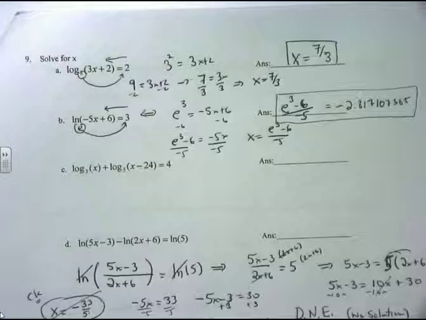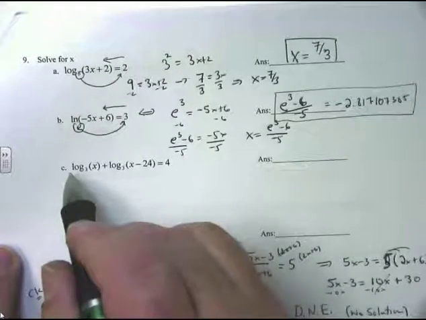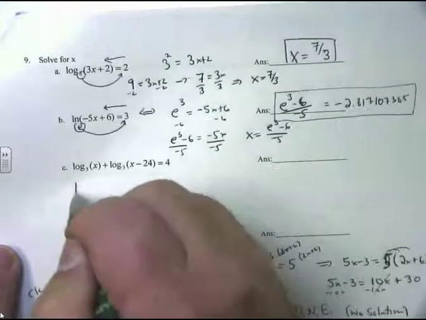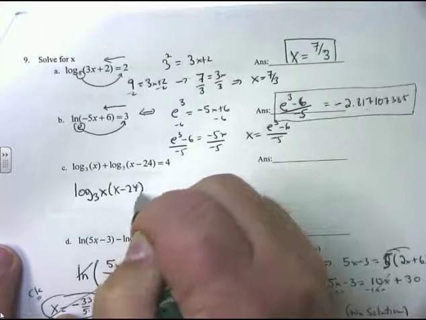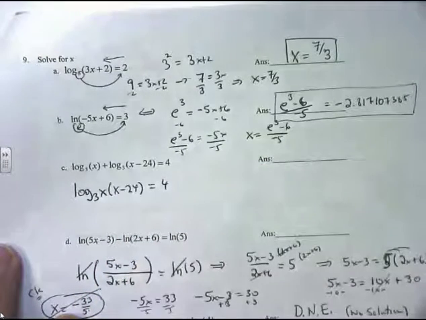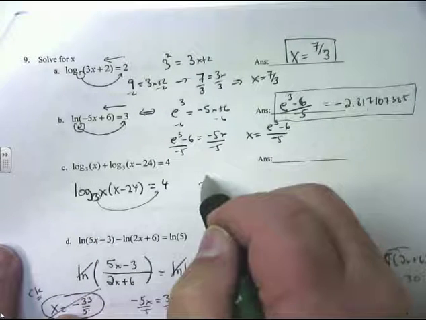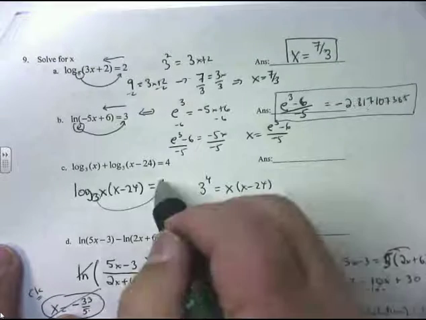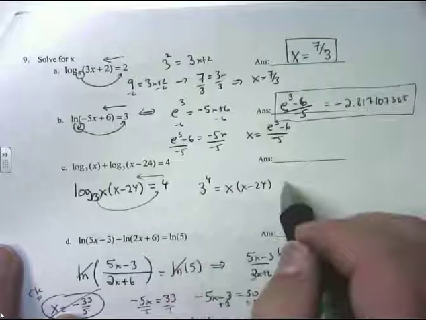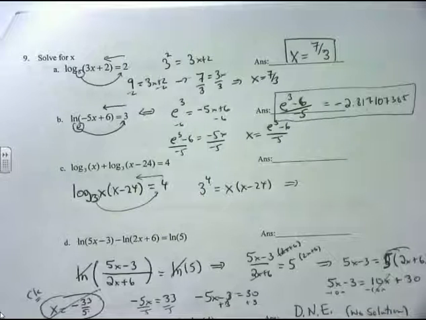This next one is a log type 1 equation. I've got logs on one side equal to a number. When it comes to log type 1s, you want to combine logs. Notice the coefficient in front of the logs is 1, so addition turns back into multiplication. So this would be the log base 3 of x times x minus 24 equals 4. And then I would smile out to get rid of my log. 3 raised to the 4th power is equal to x times x minus 24. When I clean this up, 3 to the 4th on my calculator is 81.